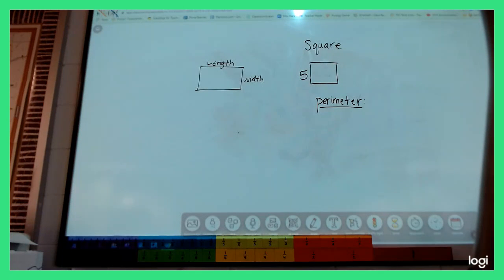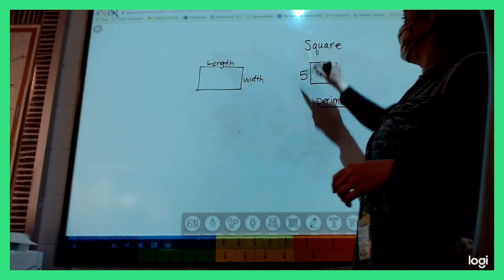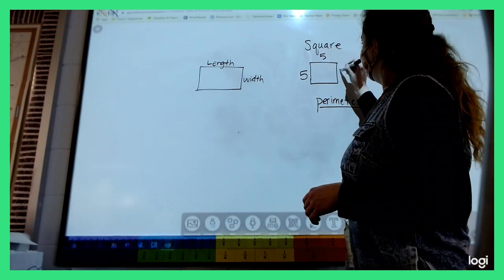Does anyone have a tip for their classmates as to why we only have one side labeled? Liam, why is there only one side labeled? Because the other sides are the exact same thing. Because it's a square, right? Yeah, a square has same sides, so I can put 5s all the way around.